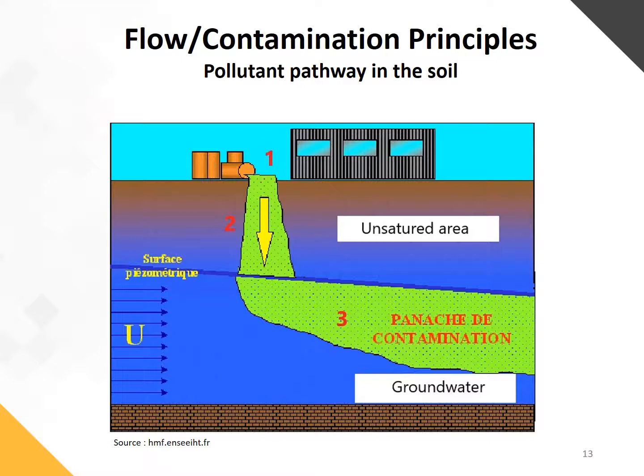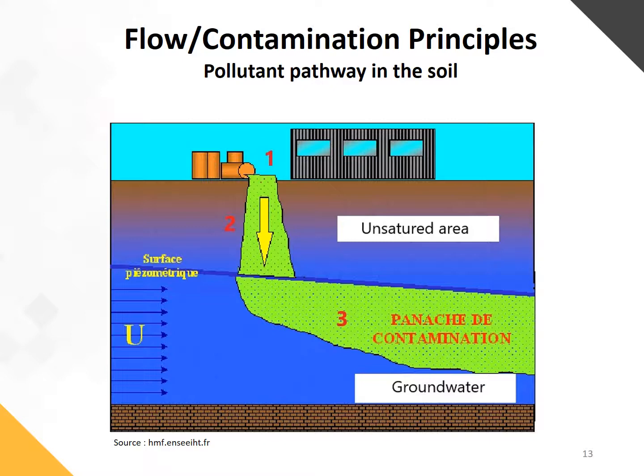Pollutant pathway in the soil. We will now take a look at the typical flow path of a contaminant in the ground. First, there is a spill of a polluting substance, here represented on the image by number 1. Once the pollutant comes in contact with the ground, it will flow vertically through the unsaturated zone until reaching the surface of the groundwater table.